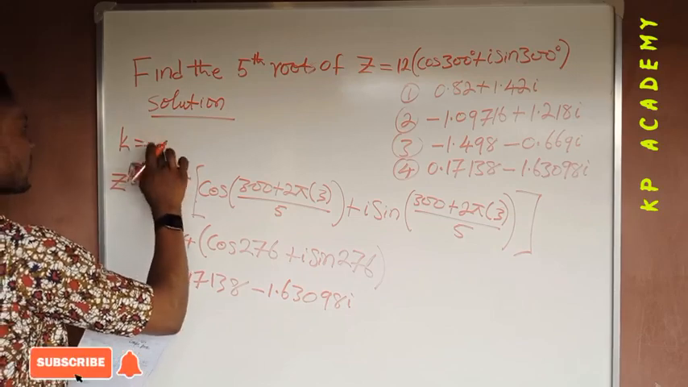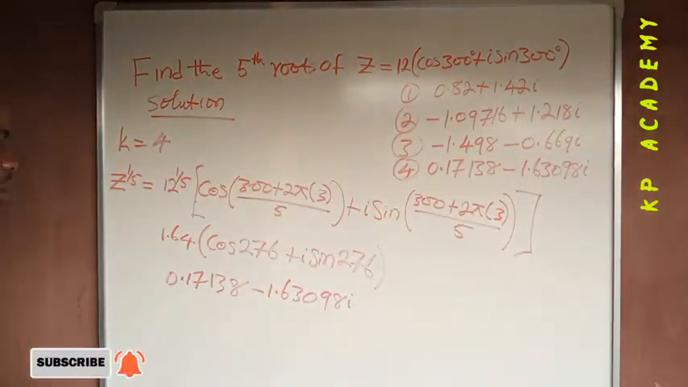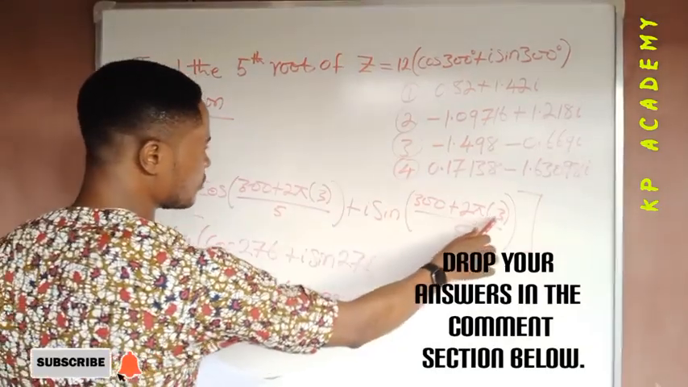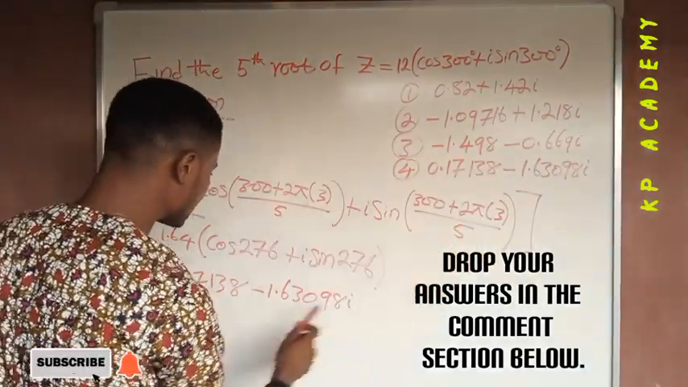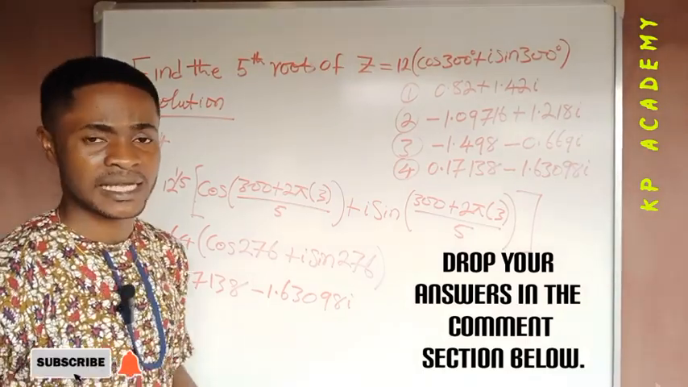And for that particular one, I'm going to leave you to solve that one and tell me what you are going to have in the comment section below. And of course, the hint is just remove this 3, put 4 there, remove this 3, put 4 there, then evaluate and tell me your answer in the form of a plus bi. Let me know your answer in the comment section.